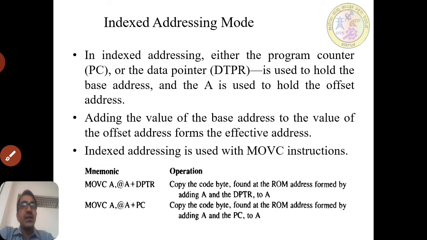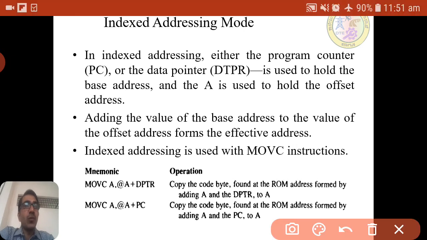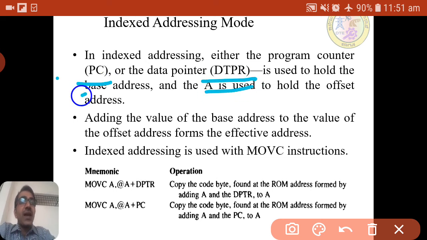The next one, index addressing mode. In the index addressing mode we will use two registers. Earlier, in the external interface, we used only DPTR and R0 and R1, but in index addressing mode we are using DPTR and PC, that is the program counter, which is used to hold the base address.